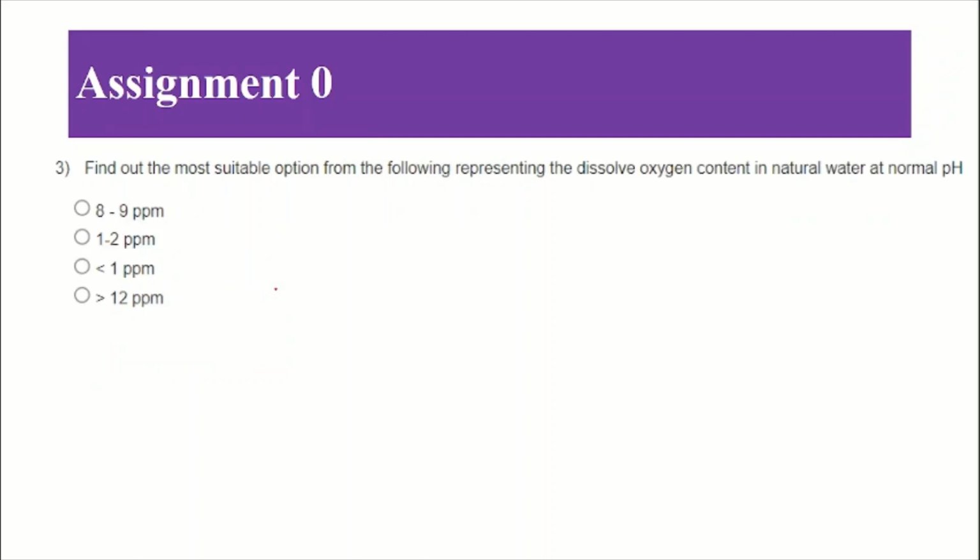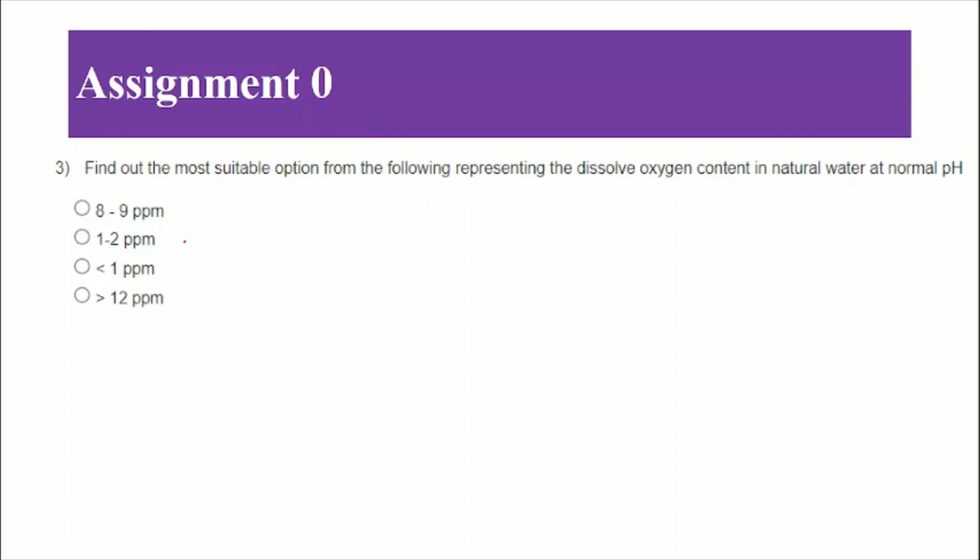Next question is: find out the most suitable option from the following representing the dissolved oxygen content in natural water at normal pH. One piece of information that can be given here is that oxygen is a weakly soluble gas in water, and its concentration increases when we decrease the temperature. There are 4 options given here, and we can say that if it's weakly soluble, it can't be less than 1 ppm, or it can be 1.1 to 2 ppm. Why? Because at normal temperature, it needs to sustain life forms.